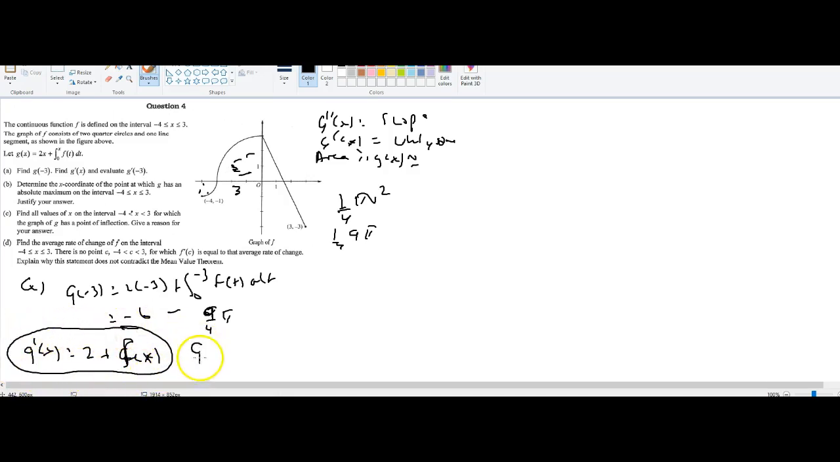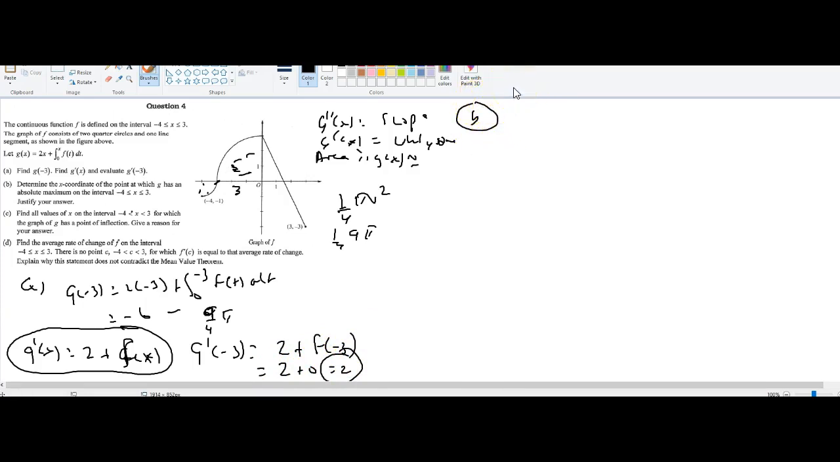So that's the second question. And the third question is find g prime of -3. Well, g prime of -3 would be 2 plus f at -3. Well, what is f at -3? I go look at the problem. F at -3 is 0, right? So this is just going to be 2 plus 0, or 2. All right, that's just A.